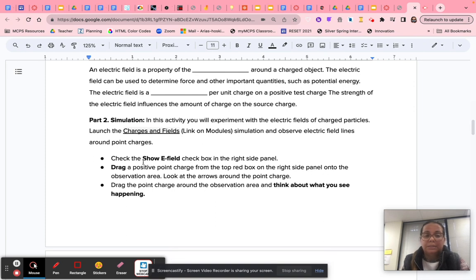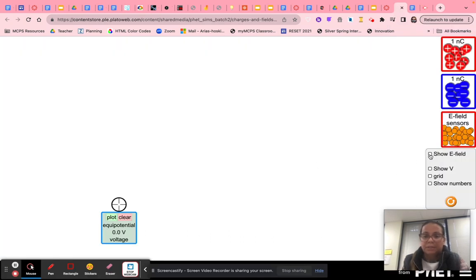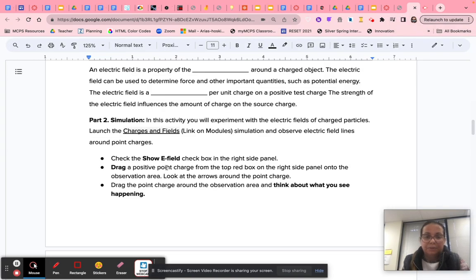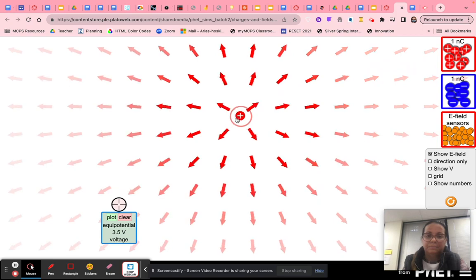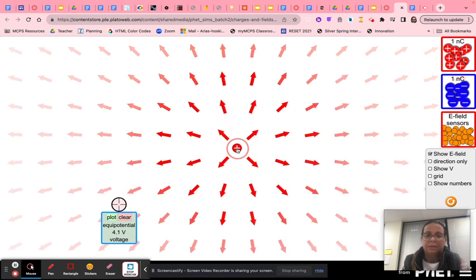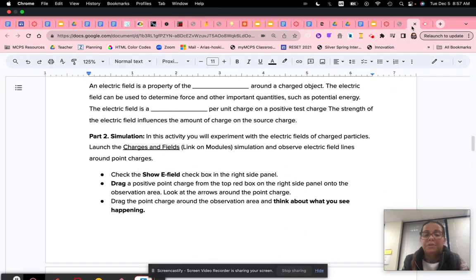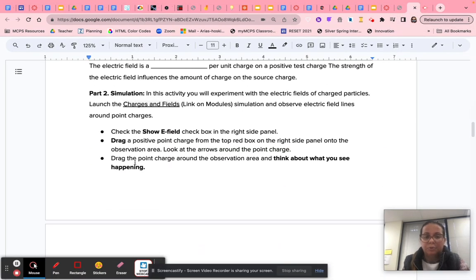For the first part, it says show E field. So you're going to go in here and click where it says show E field, okay? And then you're going to follow the instruction. You're going to drag a positive point charge from the top box on the right side panel onto the observation area. Okay, so I'm going to grab one of the positive ones and put it right in the center, okay? You're going to continue following the instructions. After that, you're going to drag the point charge around the observation area, and think about what you see that is happening. So I'm going to put it right here.